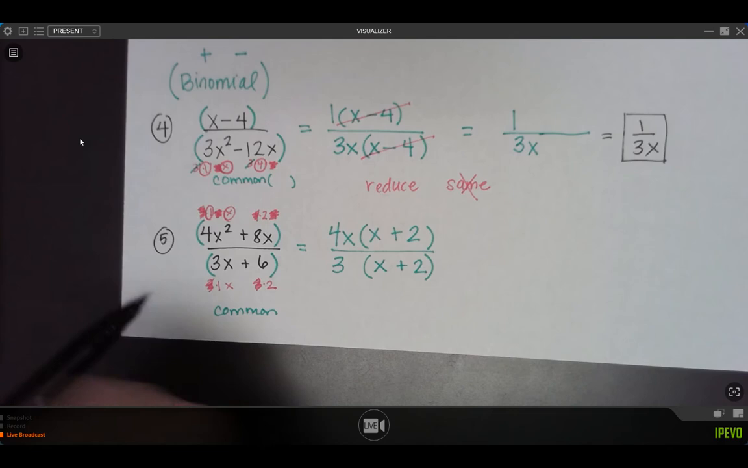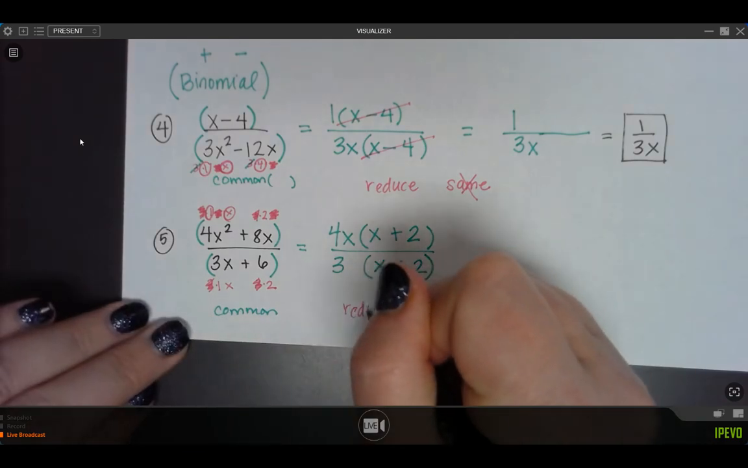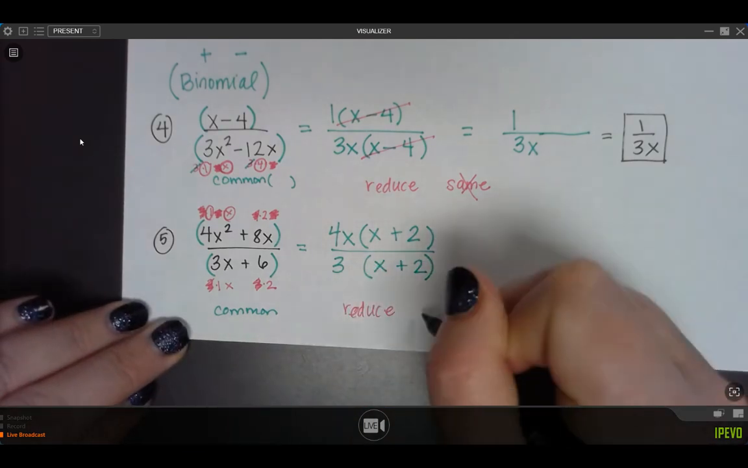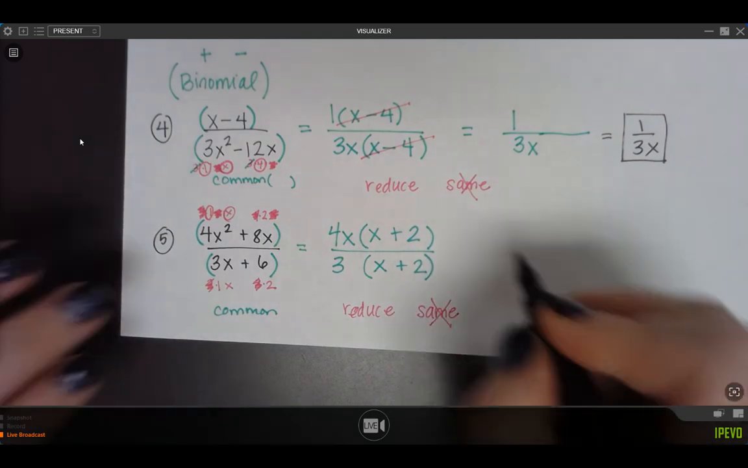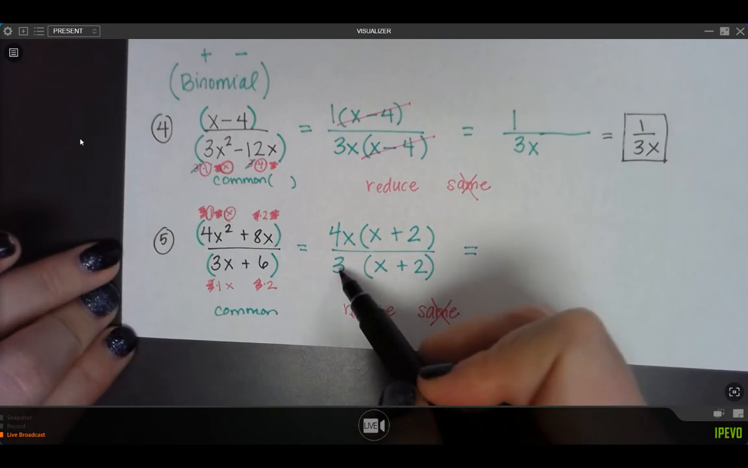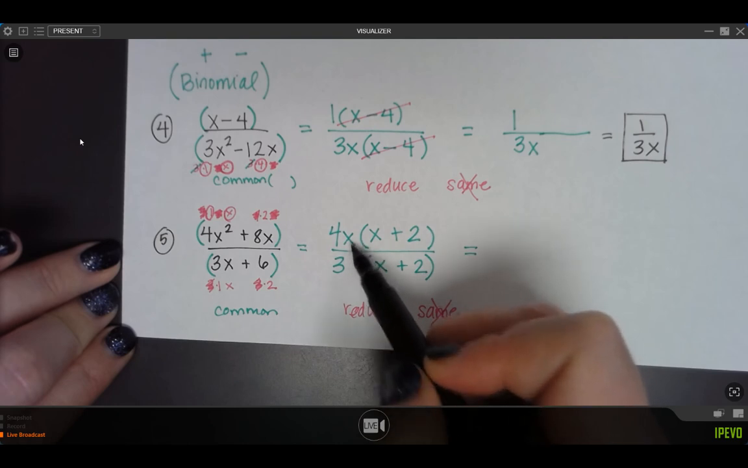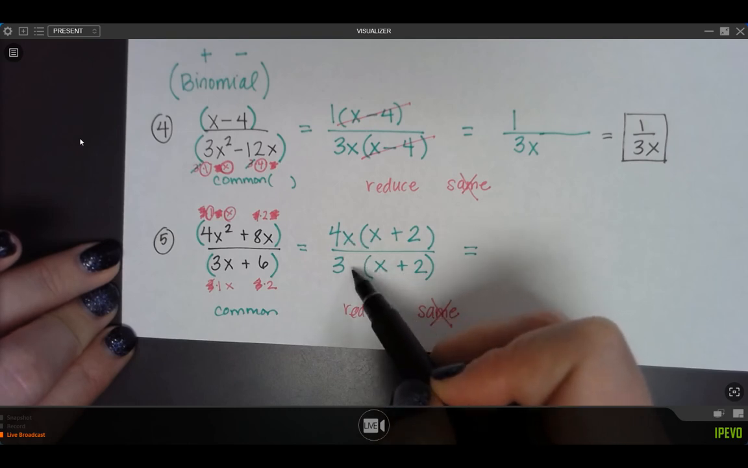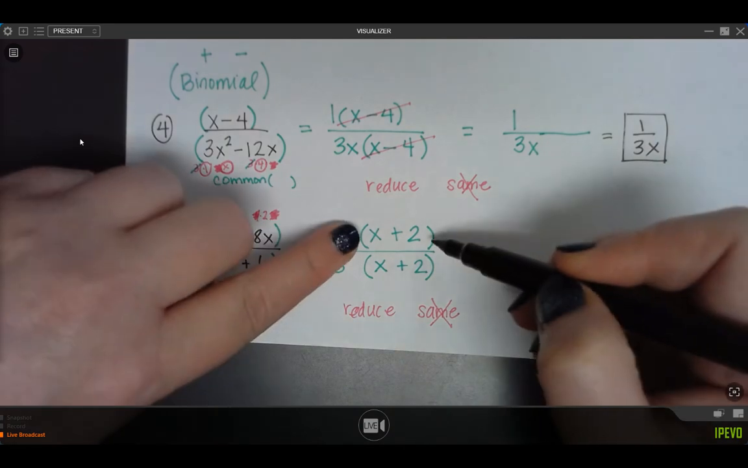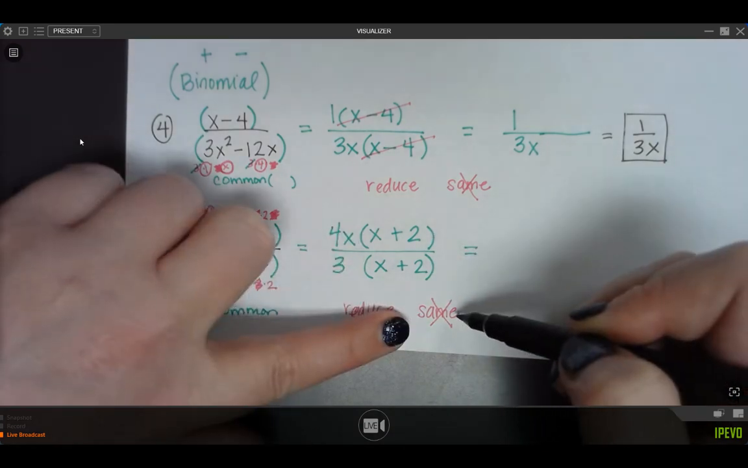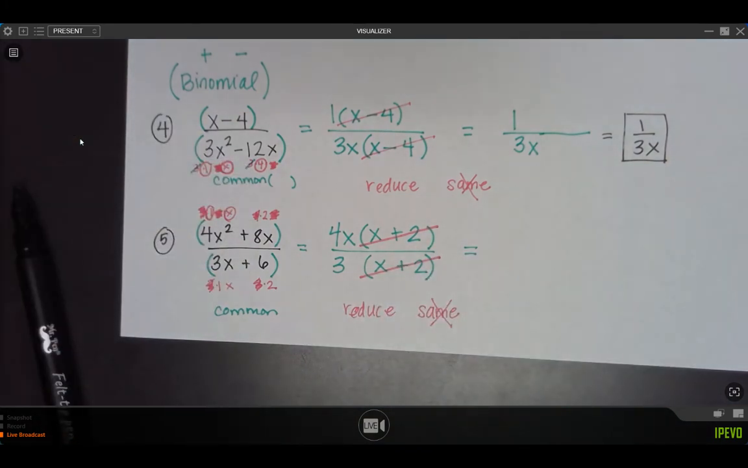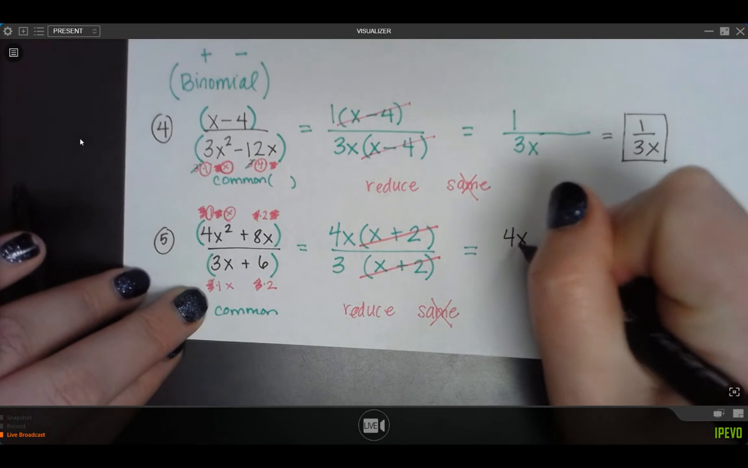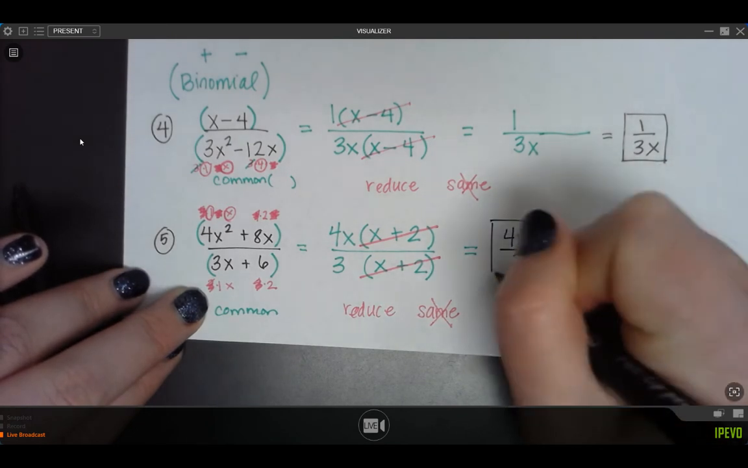Now my goal is to reduce any of the numbers if I can, or find something exactly the same and get rid of it. So what I'm going to do is I'm going to look at 4 and 3. They don't have anything in common. I can't get rid of that x. It doesn't have an x on the bottom. But I do see matching parentheses that are exactly the same. So I'm going to get rid of those x plus 2's. My leftover answer is 4x divided by 3. And box it up.